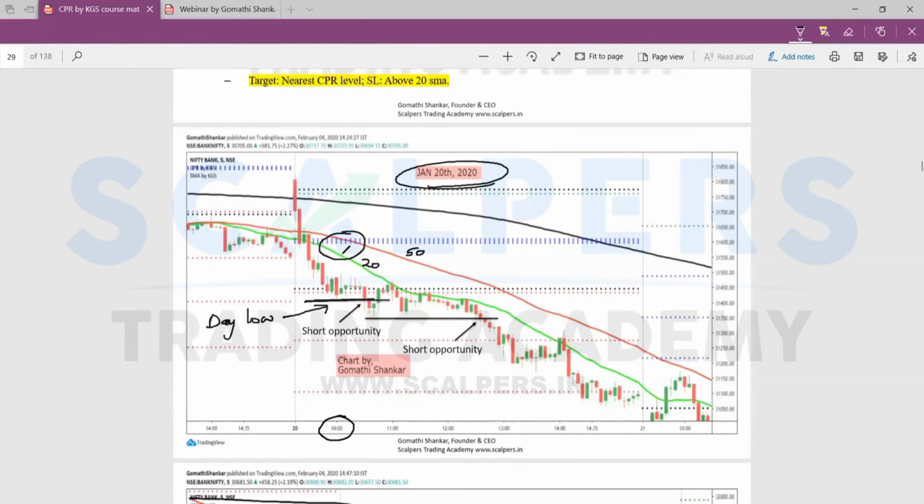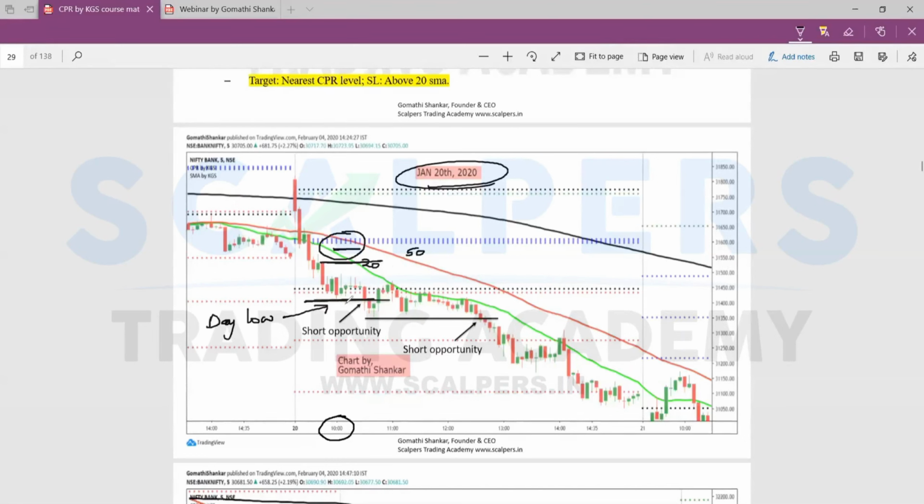Your stop loss will be above the 20 SMA. If your stop loss is going very high, what can you do? You can use candles as your stop loss. The previous big candle can also be your stop loss.